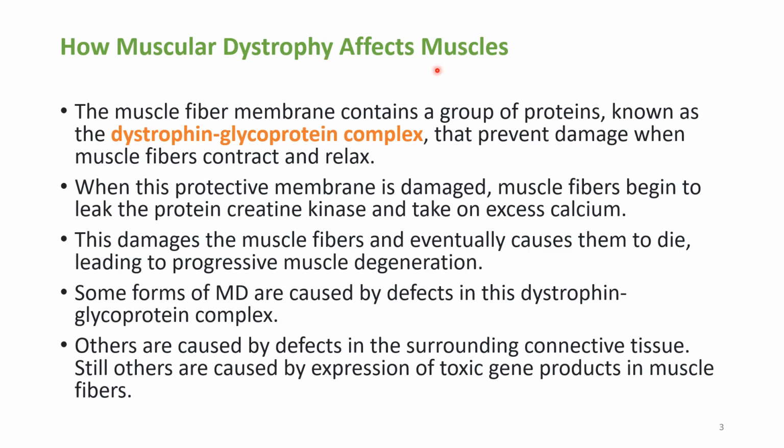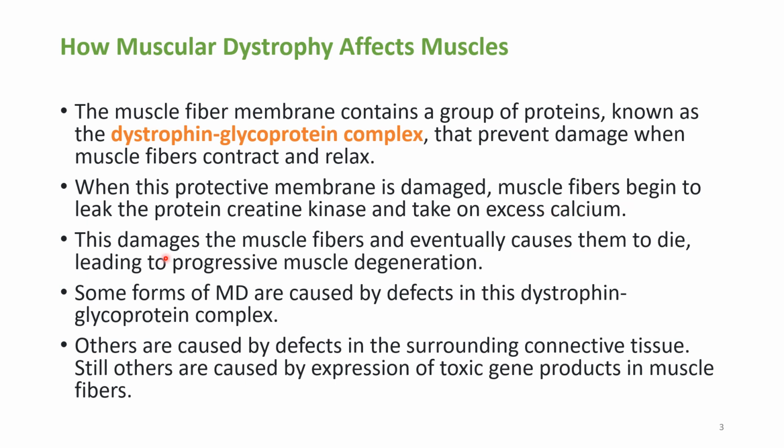How does muscular dystrophy affect the muscles? The muscle fiber membrane contains a group of proteins known as the dystrophin glycoprotein complex. So you have to know about this in detail. This protein complex prevents damage when the muscle fibers contract and relax. When this protective membrane is damaged, what happens?